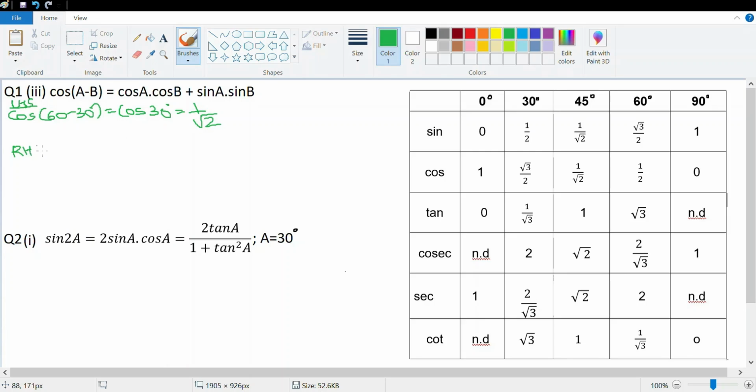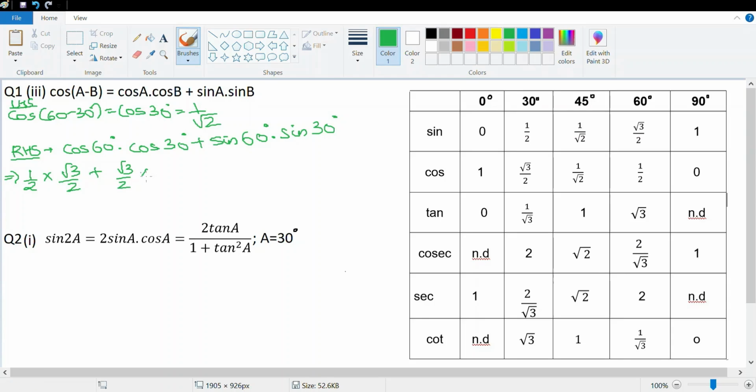Now right hand side is cos 60 degree dot cos 30 degree plus sine 60 degree dot sine 30 degree. Now cos 60 degree is equal to half, cos 30 degree is equal to root 3 upon 2, plus sine 60 degree is equal to root 3 upon 2, and sine 30 degree is equal to half. So this is root 3 upon 4 plus root 3 upon 4, which is equal to 2 root 3 upon 4, which is equal to root 3 upon 2. Oh, I am not getting the correct answer.